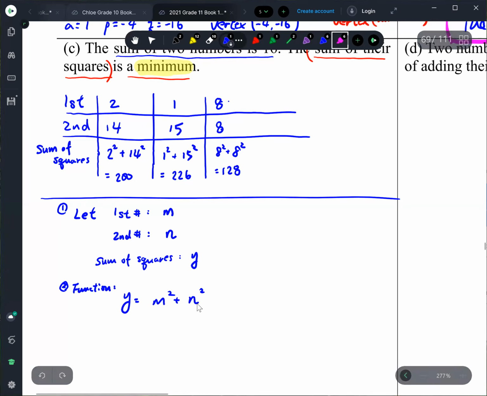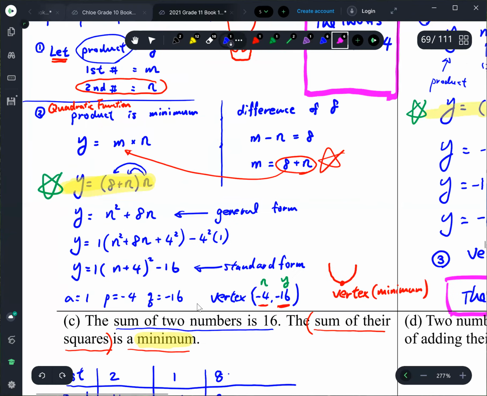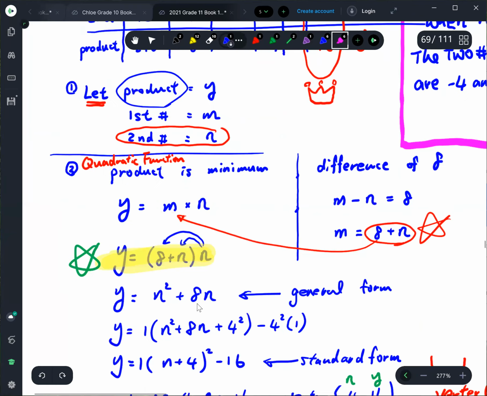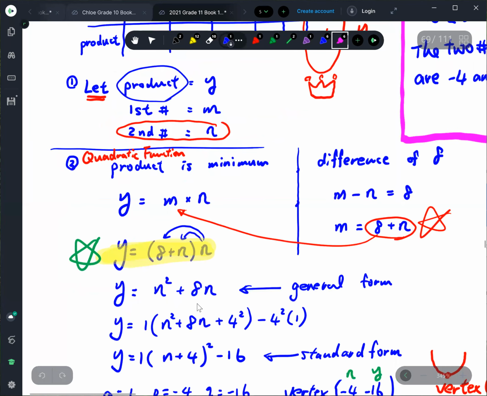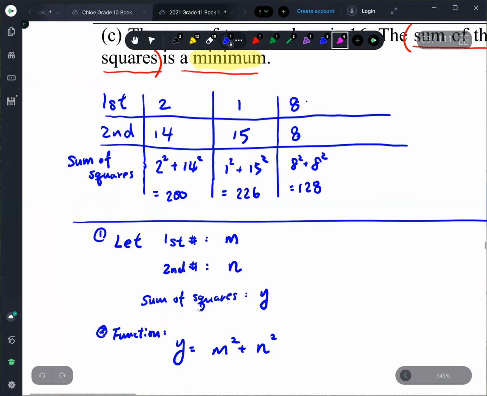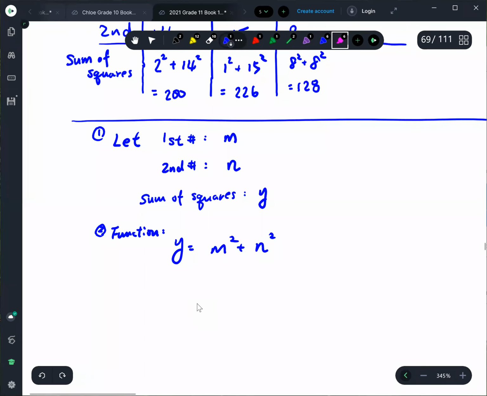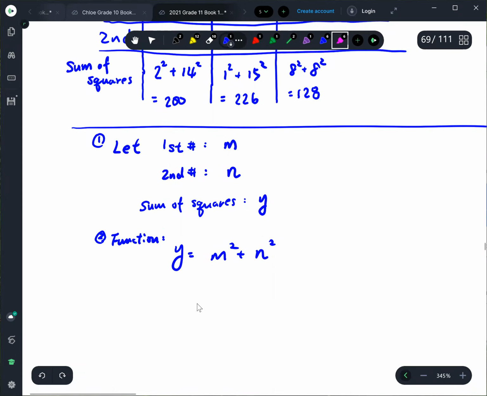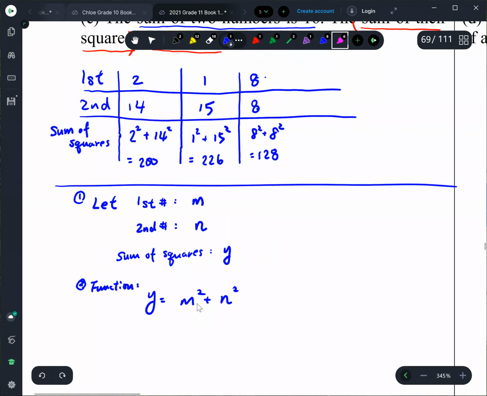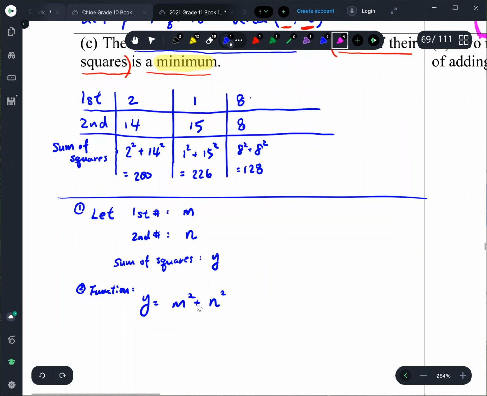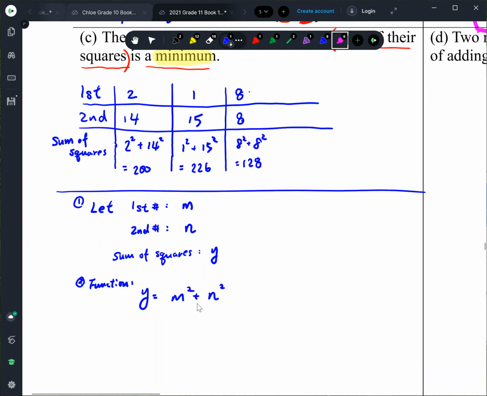Okay, so compare with the one we had before. Before was just product, right? So y equals m times n, first number times second number. But for this one, because we're doing sum of squares, your setup for the function is different. You have to follow the question. It tells you to square the first one, add it with the square of the second one, right? That's sum of square. But then we cannot have so many variables, right?